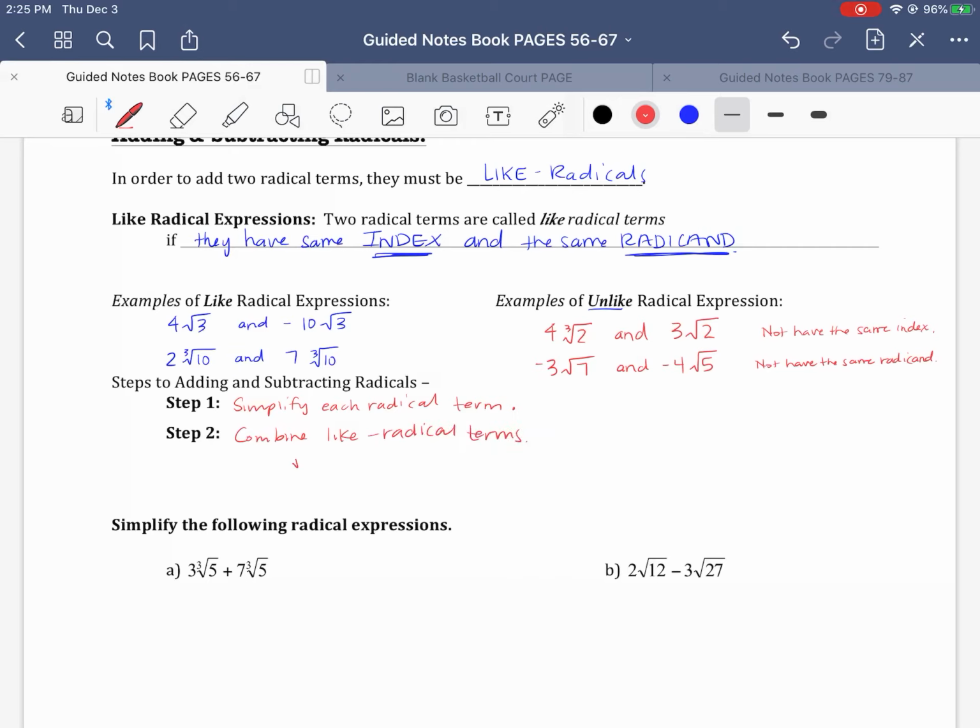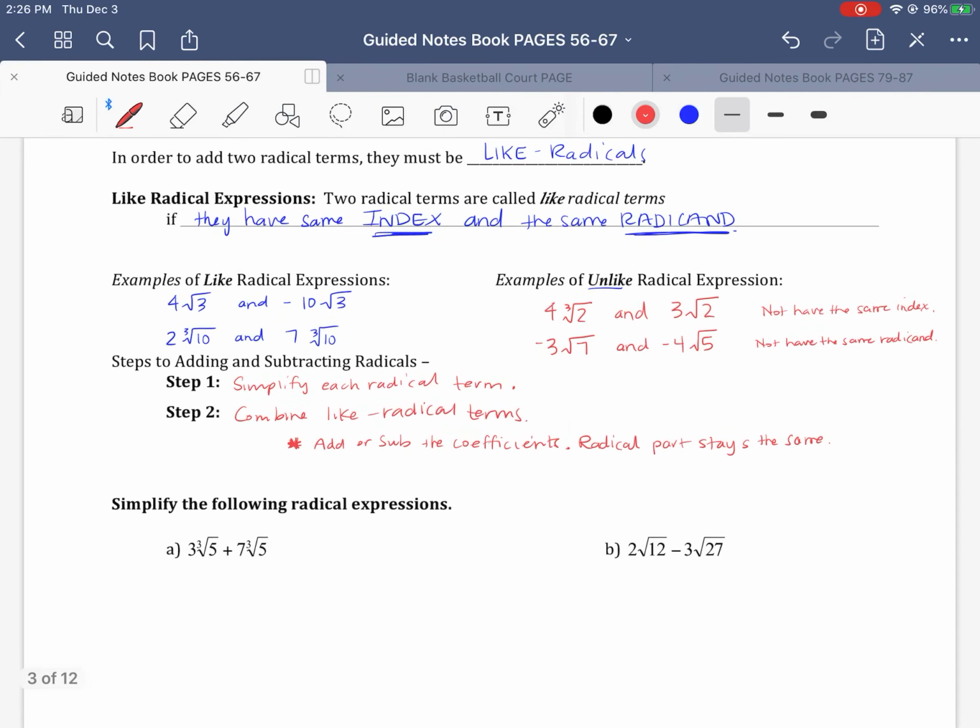Then you're going to combine like radical terms. And remember, when you do that, it's like when we add or subtract those like terms in the bell ringer. You add or subtract, right, depending on if it's positives or negatives, the coefficients, so the numbers in the front, okay? The radical part stays the same. So let me repeat that. You add and subtract the coefficients, and then the radical part, meaning the index and the radicand, stays the same.